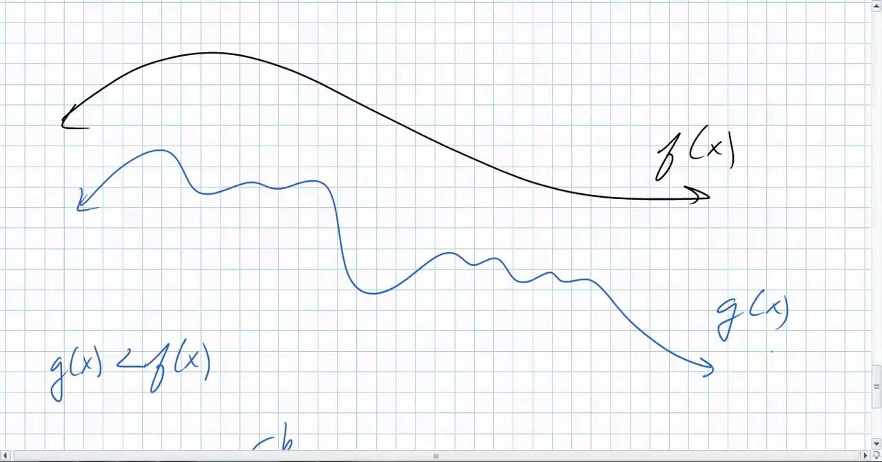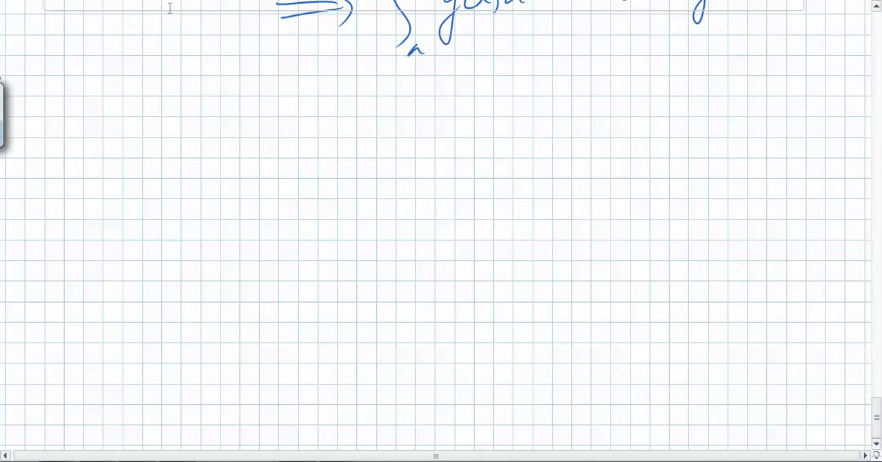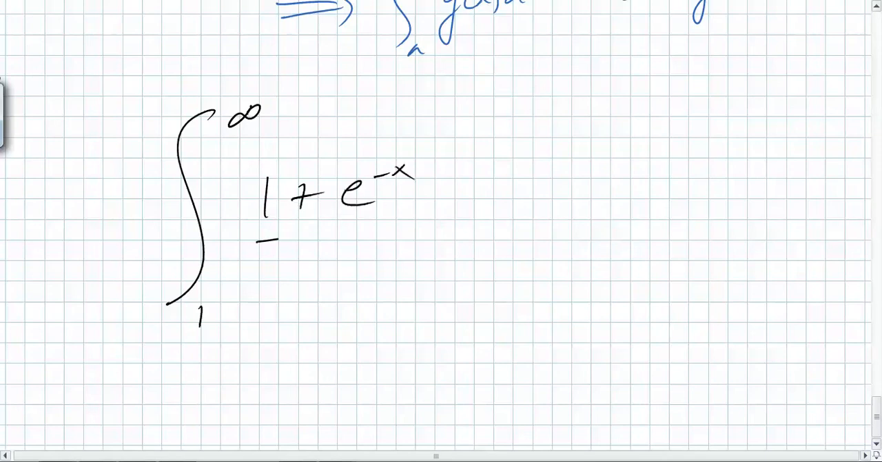What I was trying to prove yesterday was this one. How about this one right here? Yeah, what do you want, Andrew? Also, if g of x is divergent, then f of x is divergent. Correct. The absolute converse, sure, absolutely. 1 plus e to the negative x over x dx.